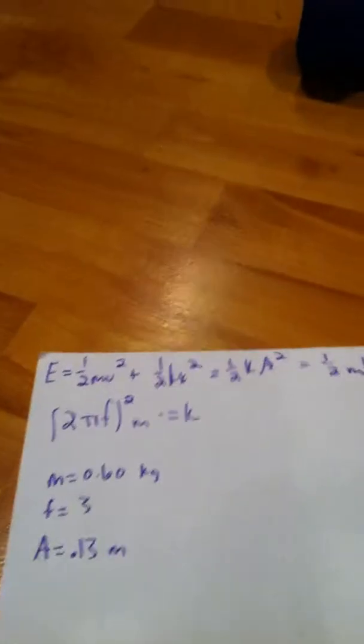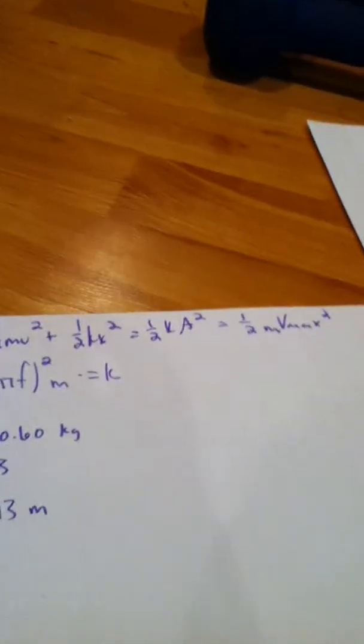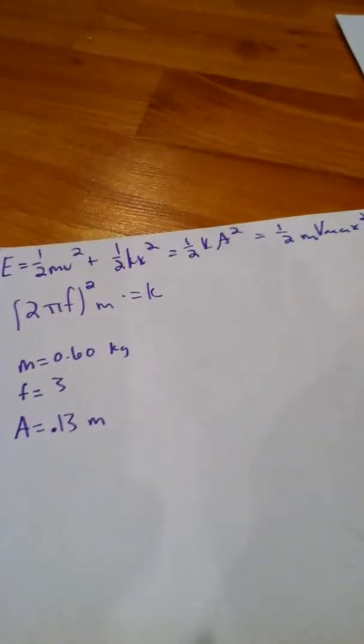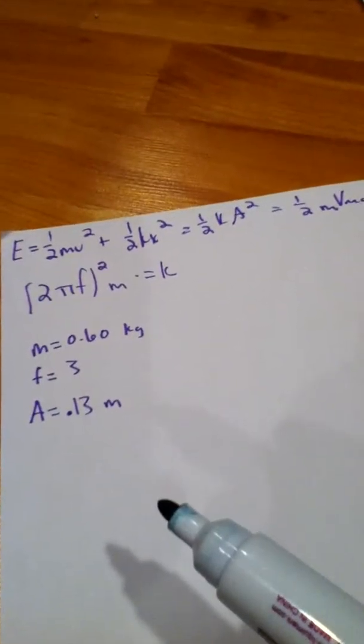17 is a three-part question that asks us to find the velocity past the equilibrium point, the velocity when it is 0.10 meters from equilibrium, and C, the total energy of the system. Over here I wrote down our energy equation as well as our equation to find K and our givens.